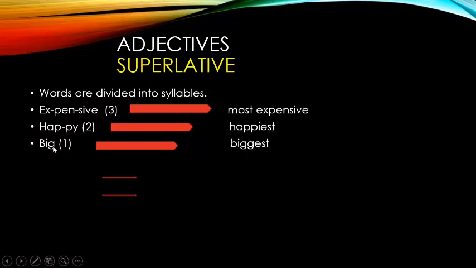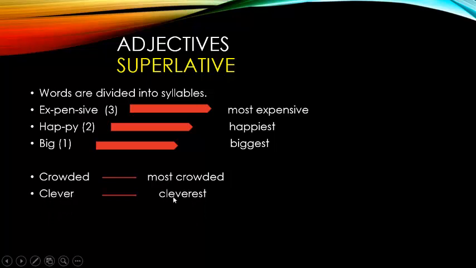Big, the youngest or the smallest guy here with one syllable, so just add est. The rule is to add est. And again you have to double the consonant because of the vowel here. Again, crowded, it will be most crowded.